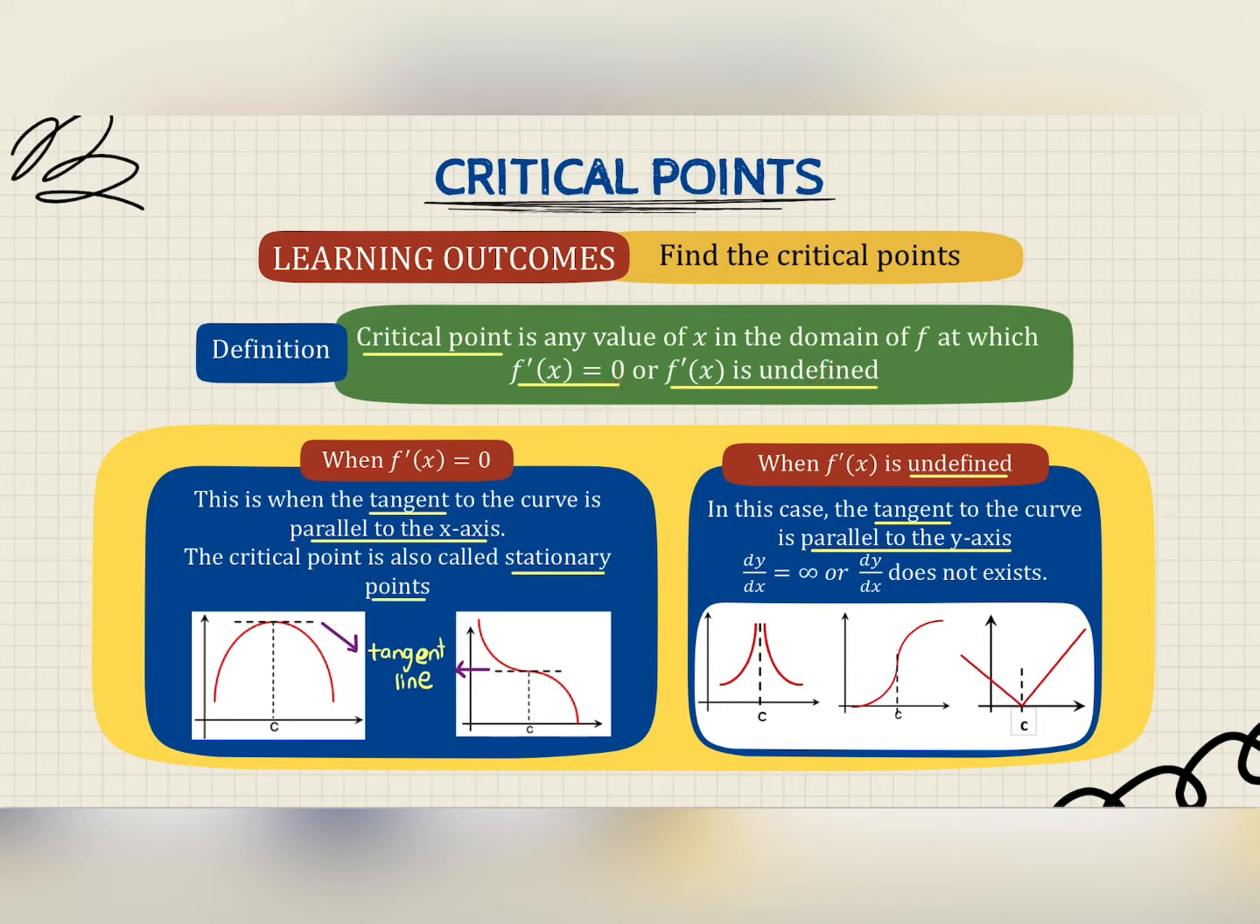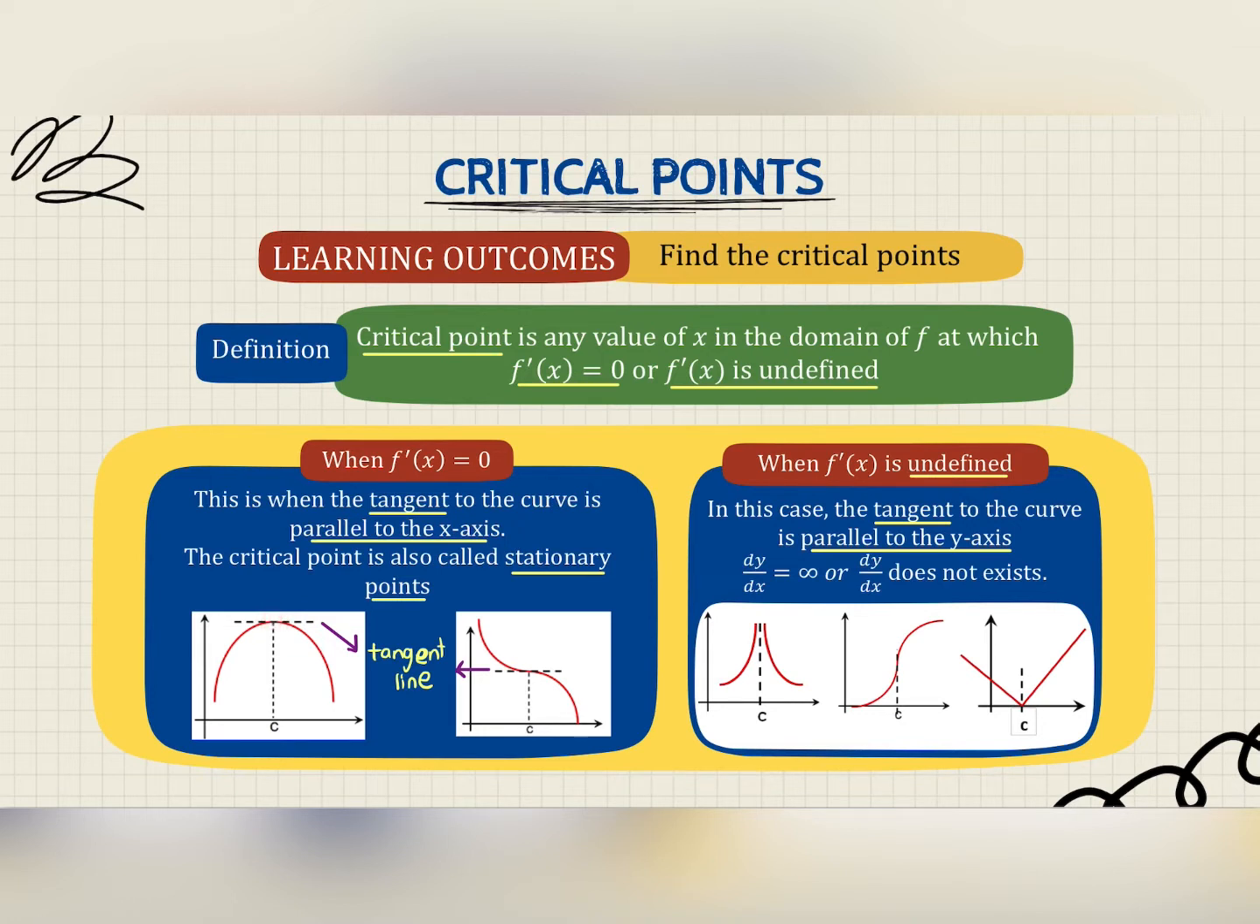Okay, ini dua. Okay, so when f prime x is equals to 0, so this is when the tangent to the curve is parallel to the x-axis. Okay, so f prime x equals to 0 maksudnya this tangent. Nampak tak? Okay, for example this graph lah. Okay, ini adalah negative x square punya graph kan. So let's say this is the tangent line. So kat sini, point kat sini, F prime x dia will be 0.